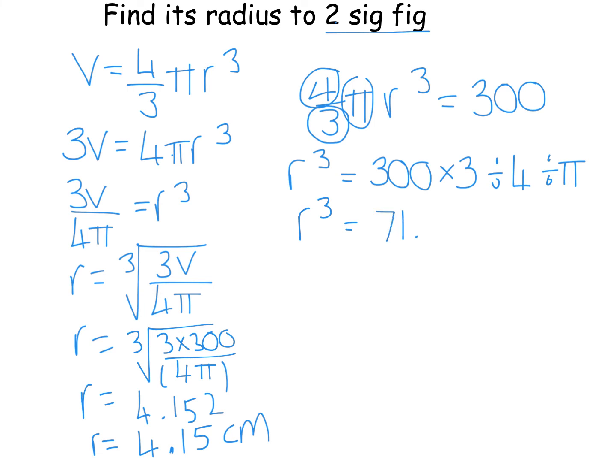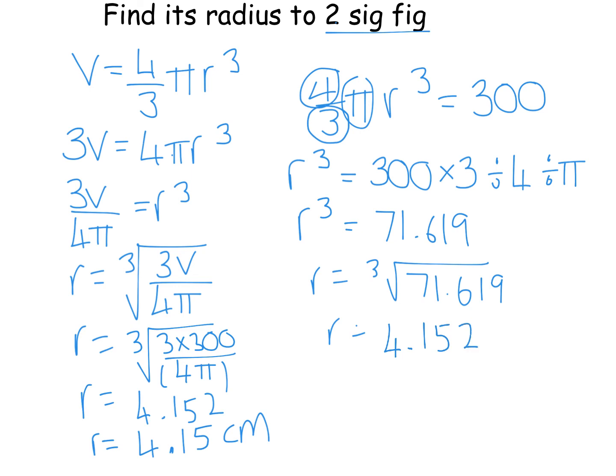71.6-ish. So you get 71.619. Now if you cube root that number, I'm keeping the full thing in my calculator and just doing it from that. If I do the cube root of my previous answer, I also get 4.152. Now I've just noticed a mistake I made a second ago. It said to 2 significant figures. I did 2 decimal places.